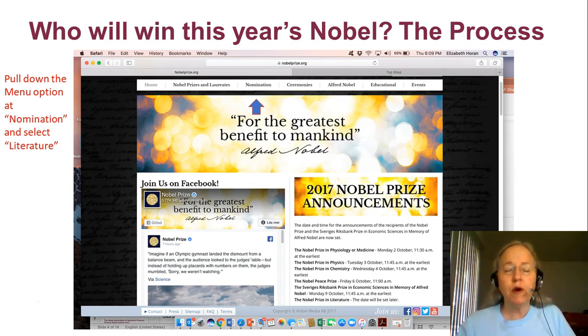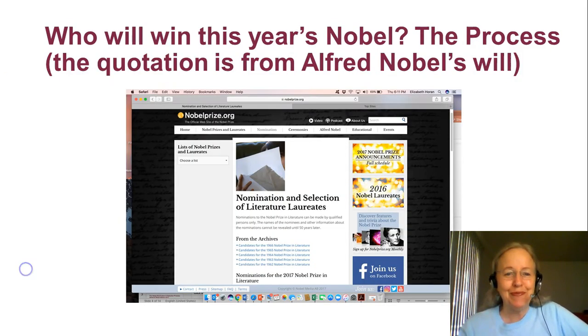If you go to nobelprize.org, you'll see the following screen. I have here a screenshot of it, and you can see that there's an arrow below the nomination tab on the menu there. So you're going to want to hover your mouse over the nomination tab, and you'll see literature as one of the fields. That's your field. You want to choose that.